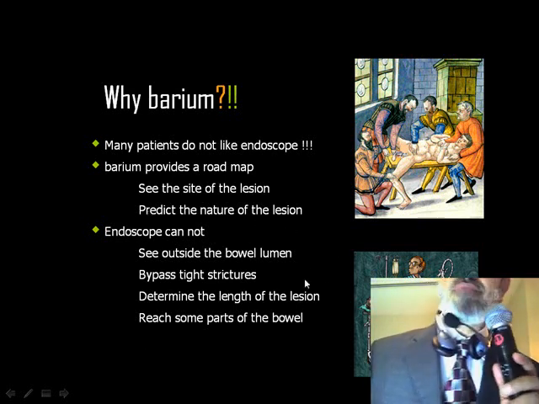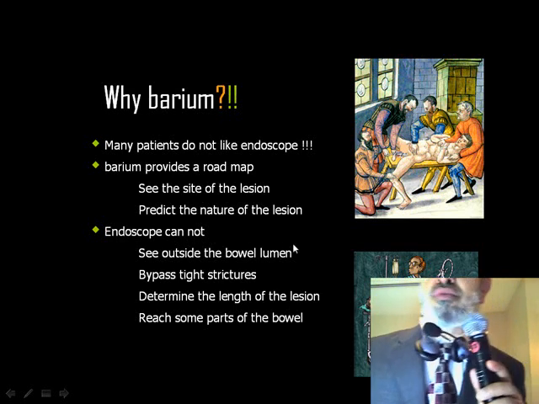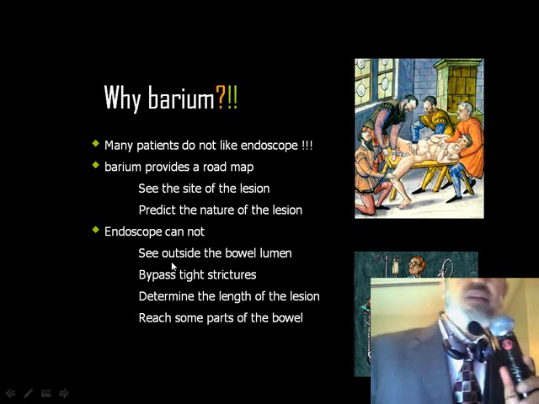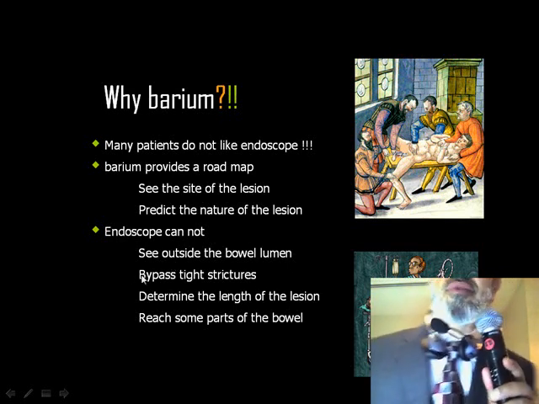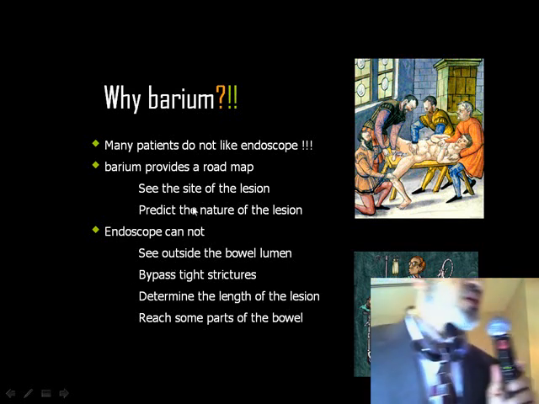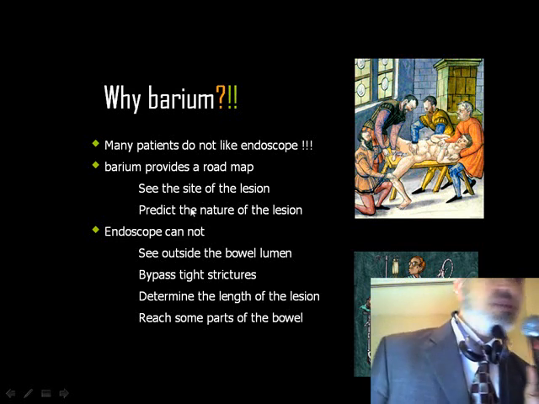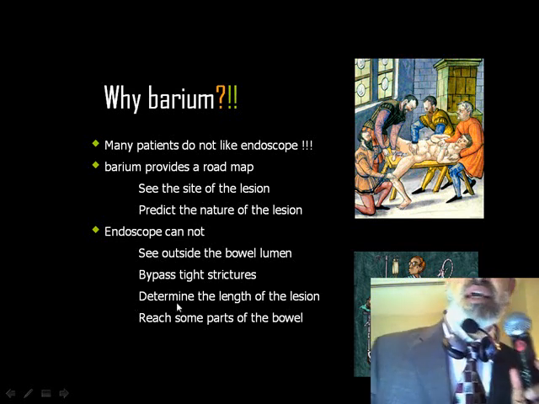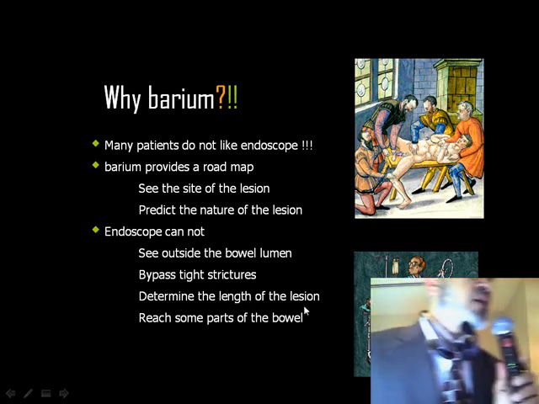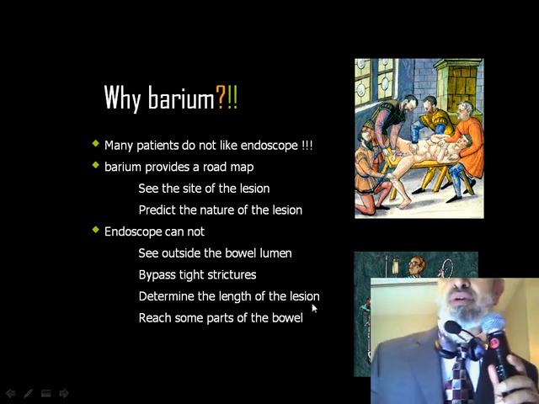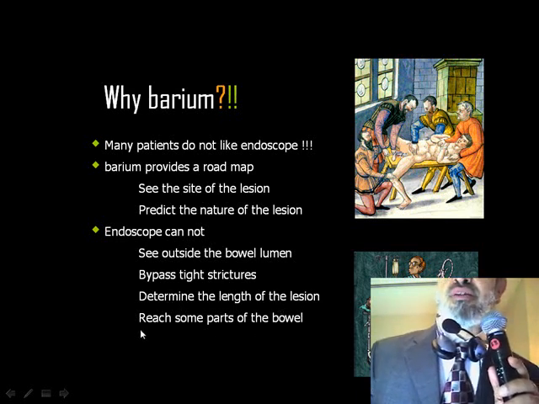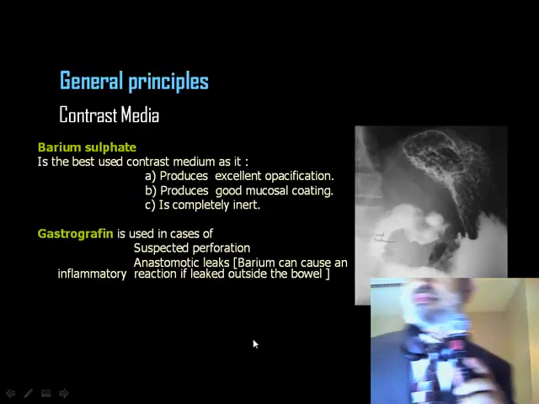We have some obstacles with the endoscope, such as that the endoscope cannot see outside the gastrointestinal tract. It cannot bypass a tight stricture, which can be passed by barium as it is fluid. And in many cases, it cannot determine the exact length of the lesion, but with barium we can measure this. And sometimes it cannot reach some parts of the bowel.